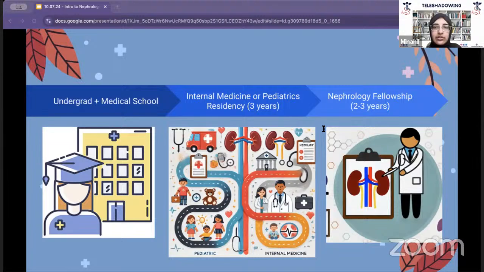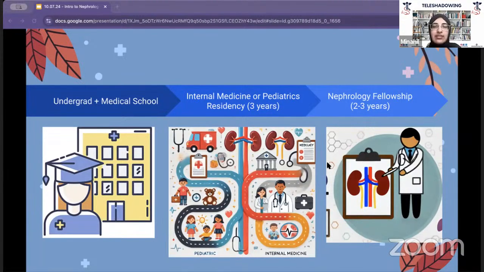So after completing your internal medicine residency, you'll enter a 2 year fellowship in nephrology, and during this fellowship, you'll receive specialized training in kidney care, dialysis, kidney transplantation, and the management of kidney-related diseases. You'll also learn about complex cases involving kidney failure, chronic kidney disease, electrolyte disorders, and the management of patients on dialysis or after kidney transplant.